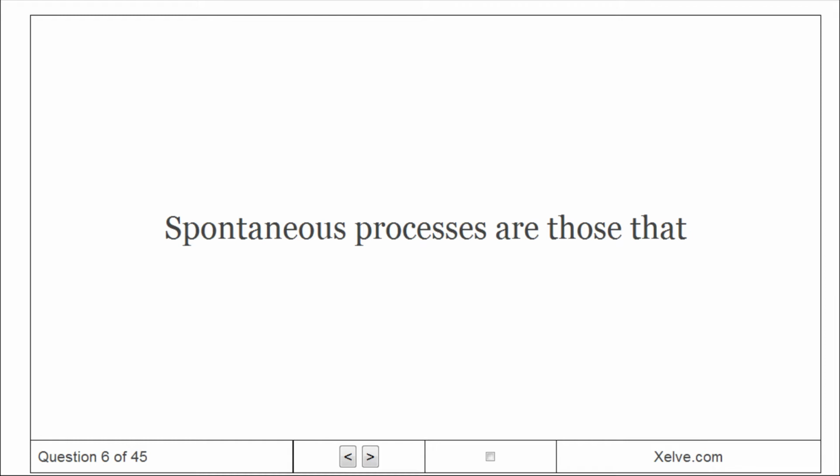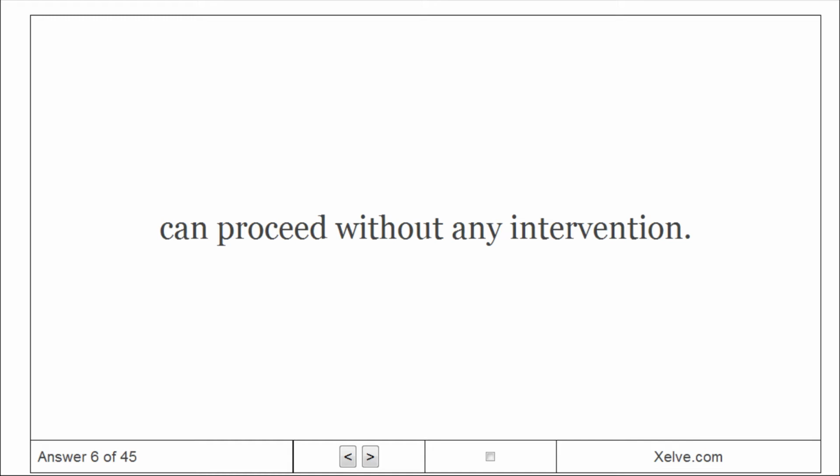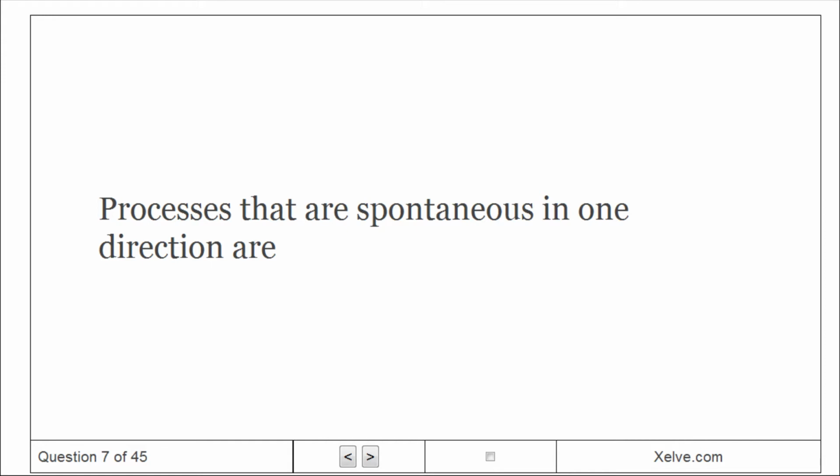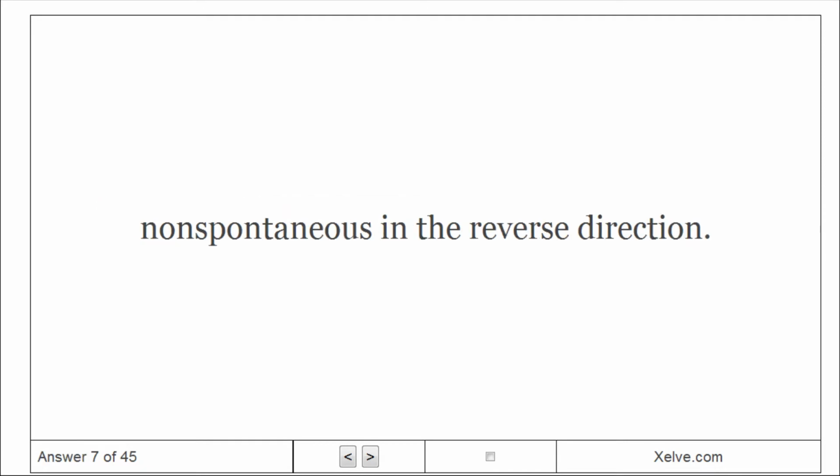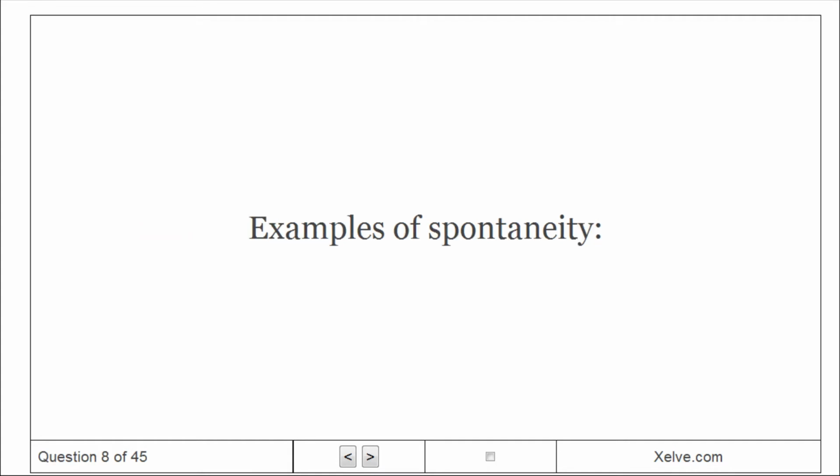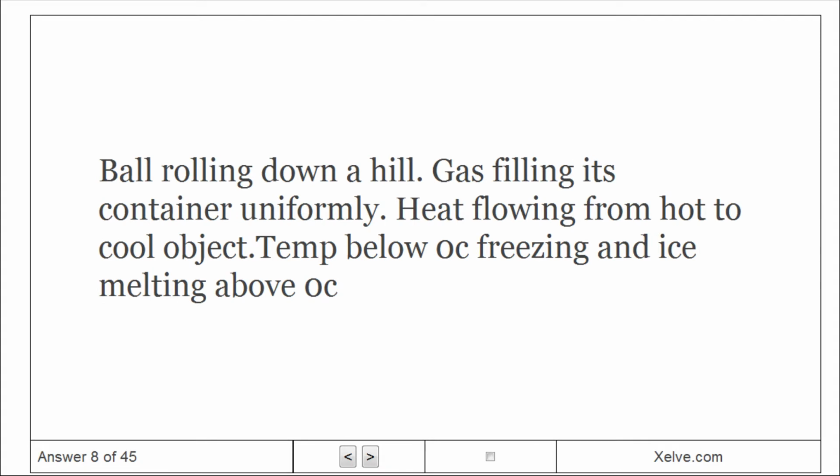Spontaneous processes are those that can proceed without any intervention. Processes that are spontaneous in one direction are non-spontaneous in the reverse direction. Examples of spontaneity: a ball rolling down a hill, gas filling its container uniformly, heat flowing from hot to cool, water freezing below 0 C and ice melting above 0 C.